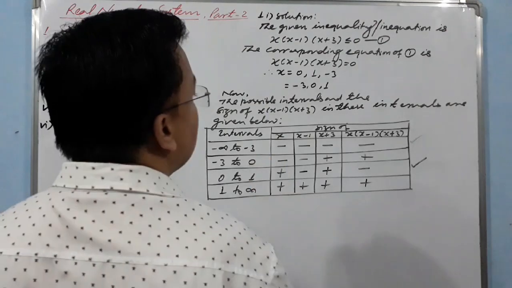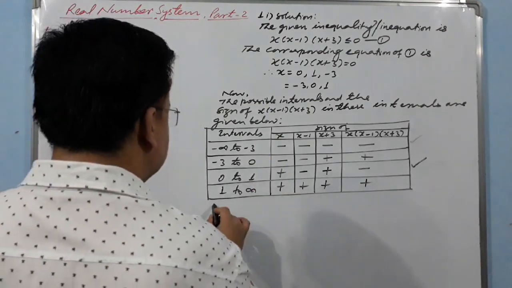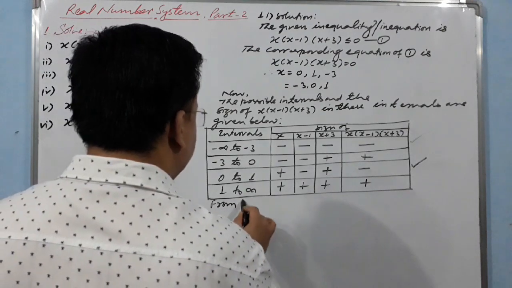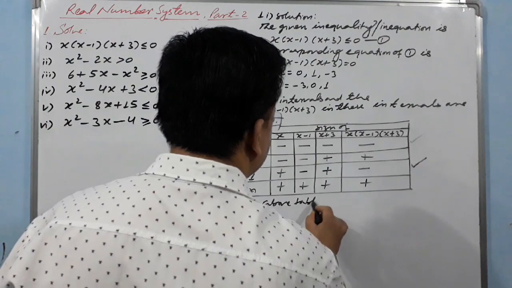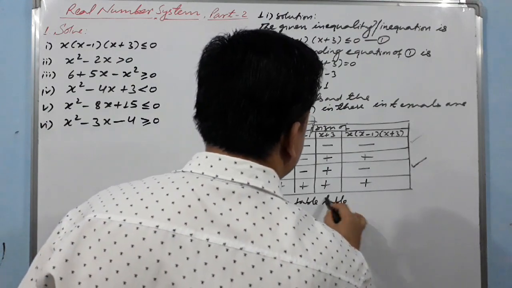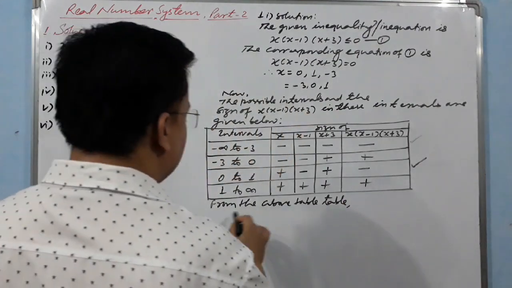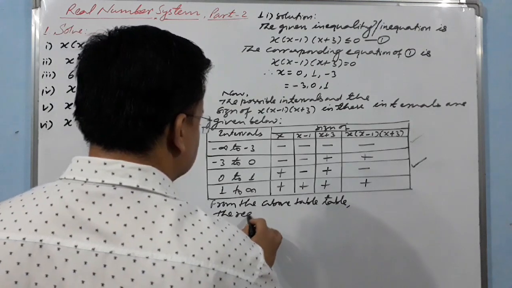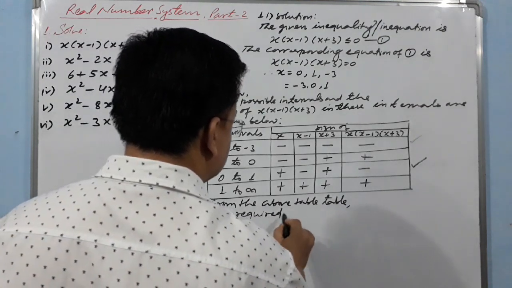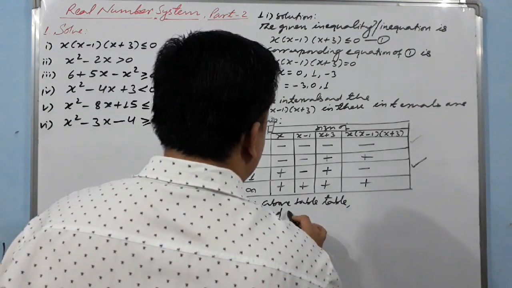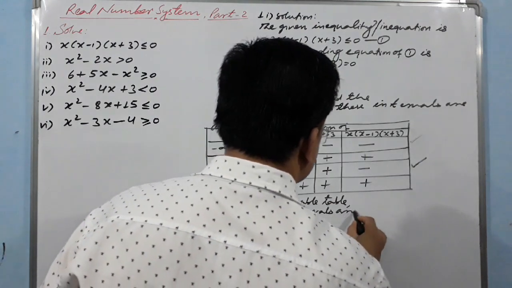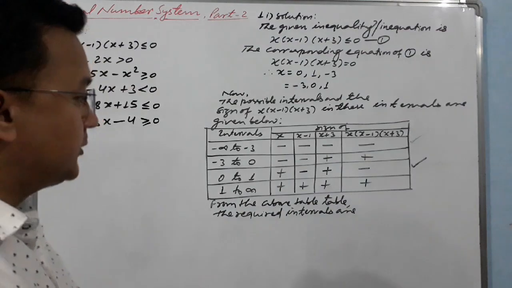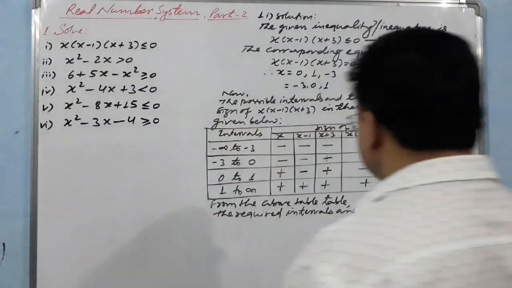So these are the required intervals, right? From the above table you may write, from the above table, the required intervals for the solution also.